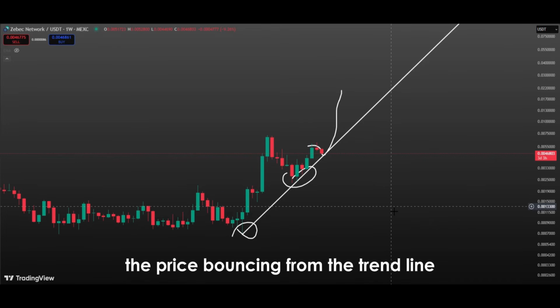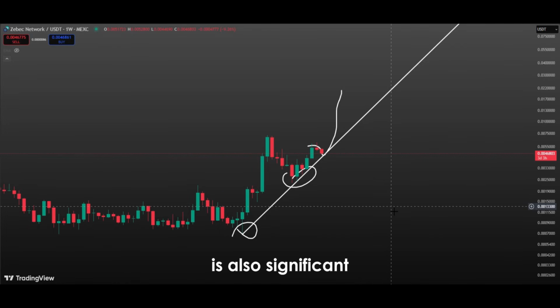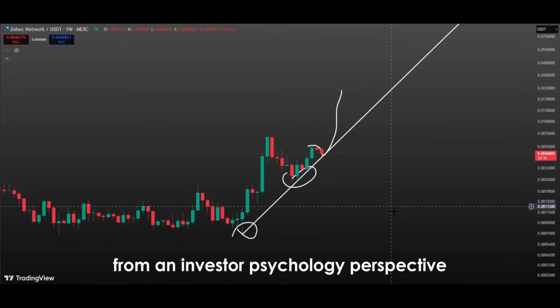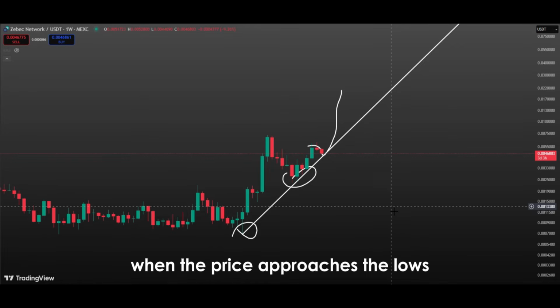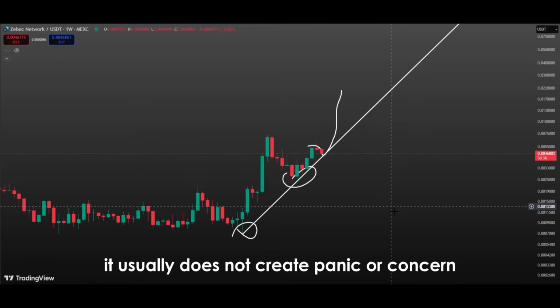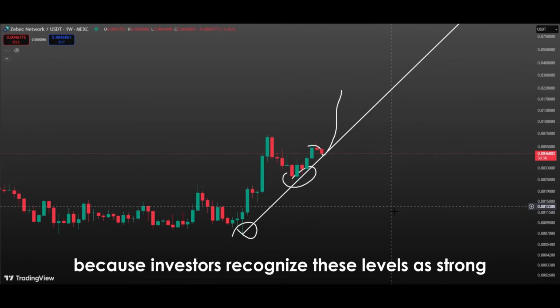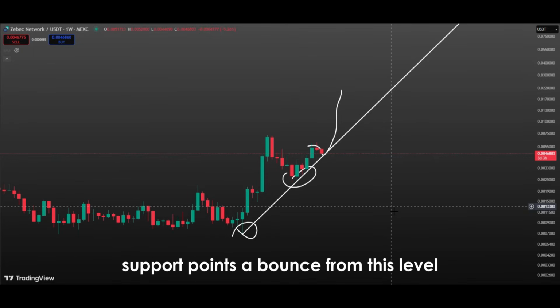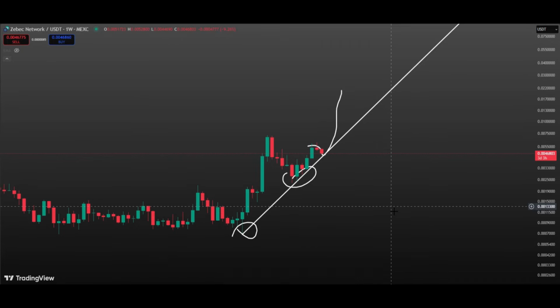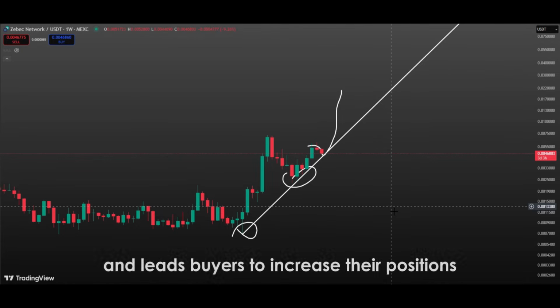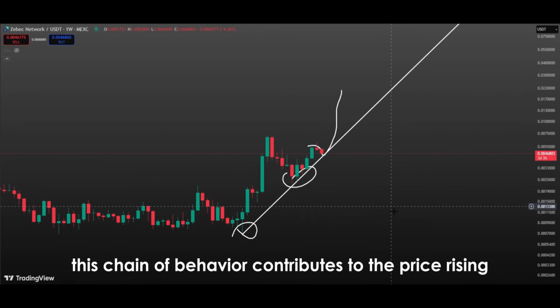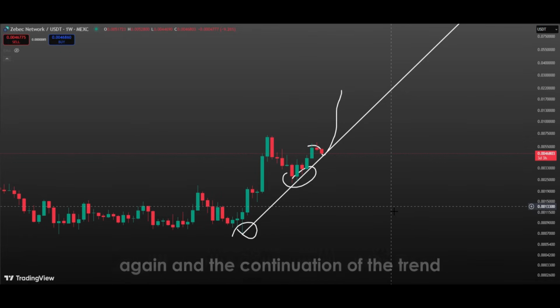The price bouncing from the trend line is also significant from an investor psychology perspective. When the price approaches the lows in a long-term uptrend, it usually does not create panic or concern, because investors recognize these levels as strong support points. A bounce from this level restores confidence in the market and leads buyers to increase their positions. This chain of behavior contributes to the price rising again and the continuation of the trend.